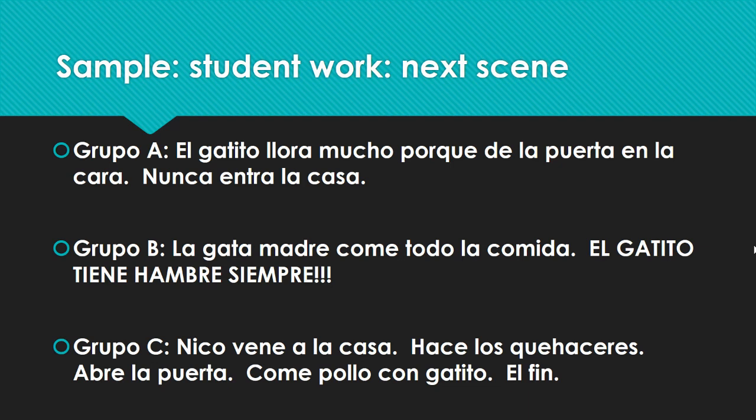We had students working in groups, and here I just have three samples. Again, we're not looking for perfection, of course. We're looking for some proficiency, some use of the grammar or the vocabulary we're using, just expressing themselves in the target language. For those of you that are not Spanish speakers, the top one says the cat cries a lot because of the door to the face, never enters the house. Again, there are some grammar issues, but it gets the point across. Group B said that the mother cat eats all the food and then went into capital letters to say the kitten is hungry forever. And then group C got a little more creative.